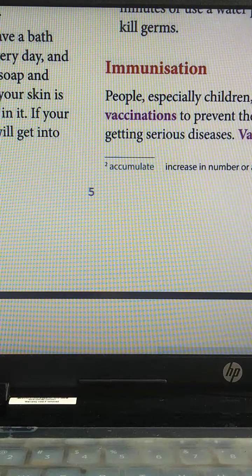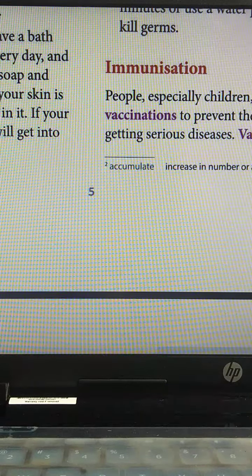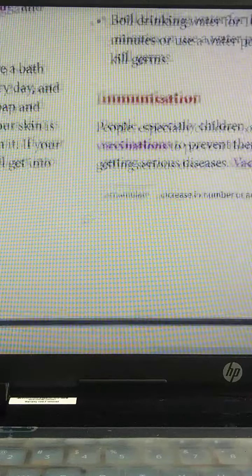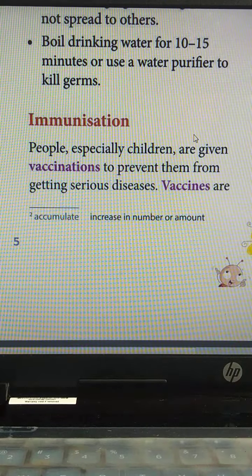So this is the chapter, pages 4 and 5 we have done. Other things will come as soon as possible.